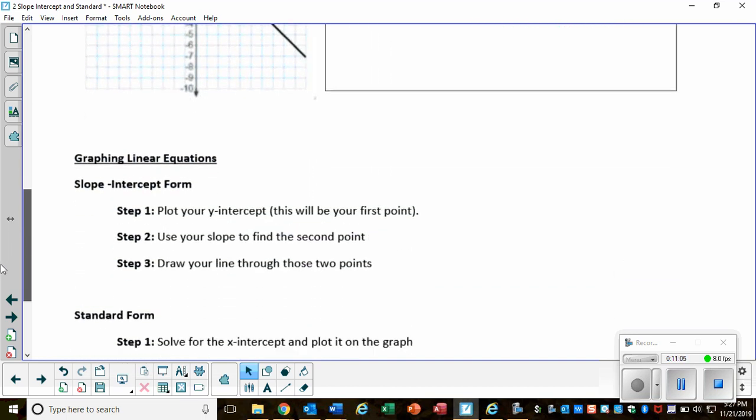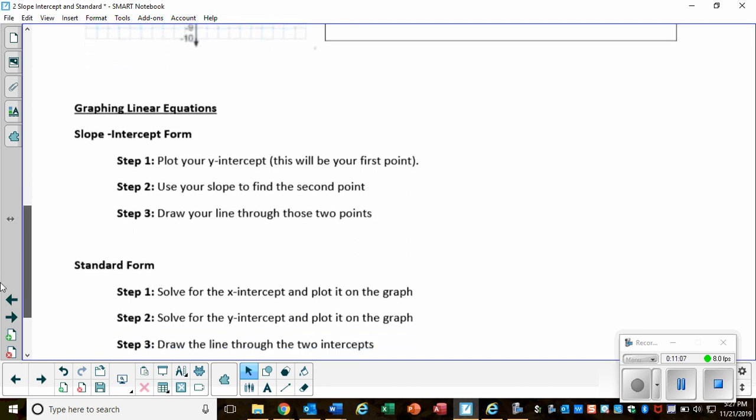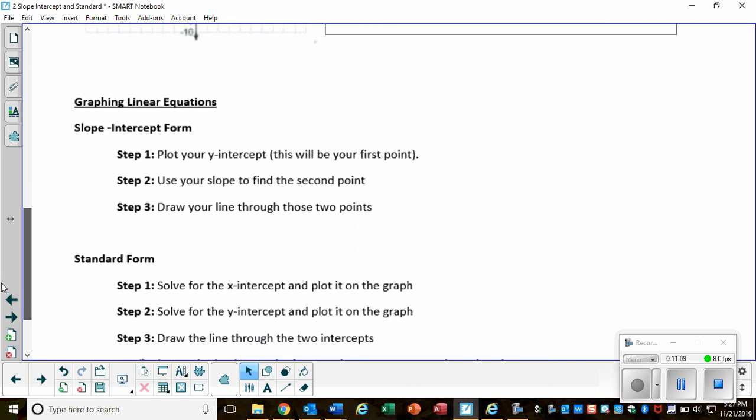Alright, the last thing is graphing a linear equation. It's pretty straightforward. It's not too bad. You're graphing one point and then you're going to use slope to find your next point. And that's it. So slope-intercept, you plot your y-intercept first. That's going to be your starting point. Then you're going to use your slope to find your second point. Once you have 2 points, you just go ahead and draw a line through the 2 points, and that's your line.